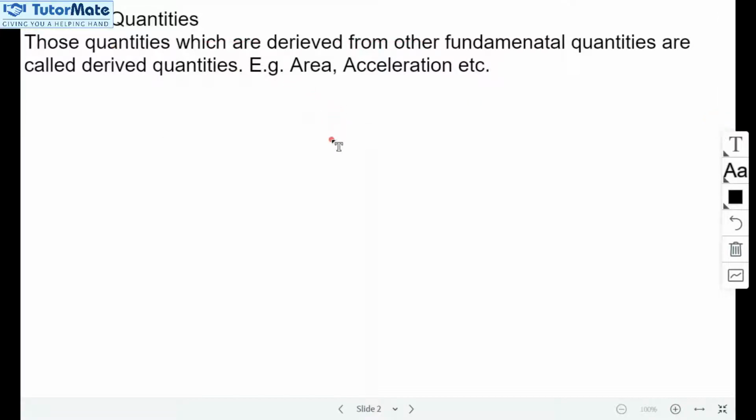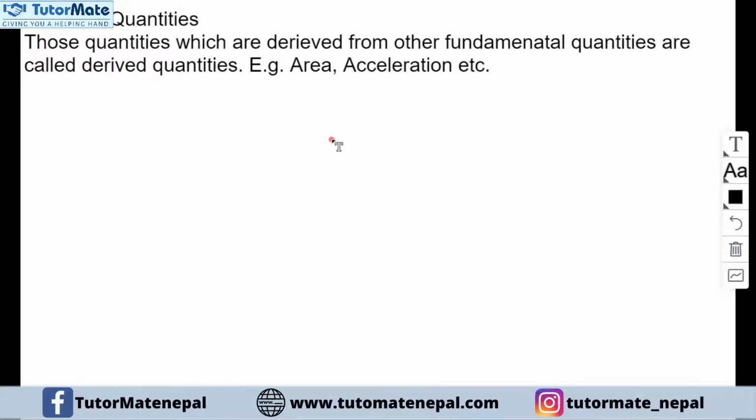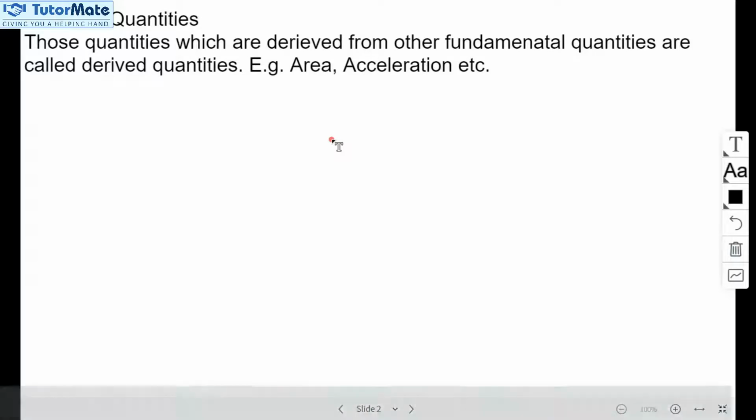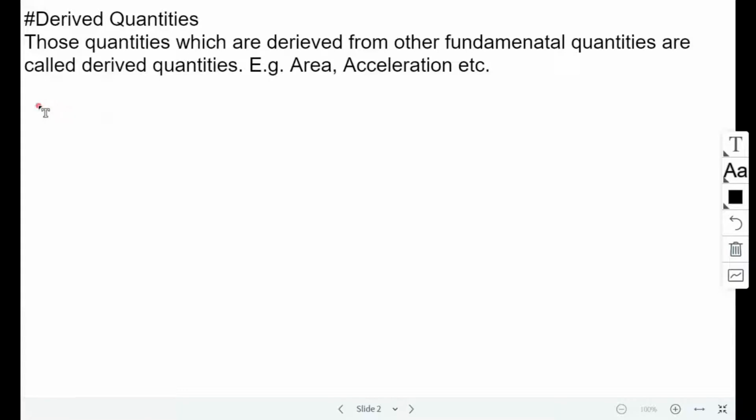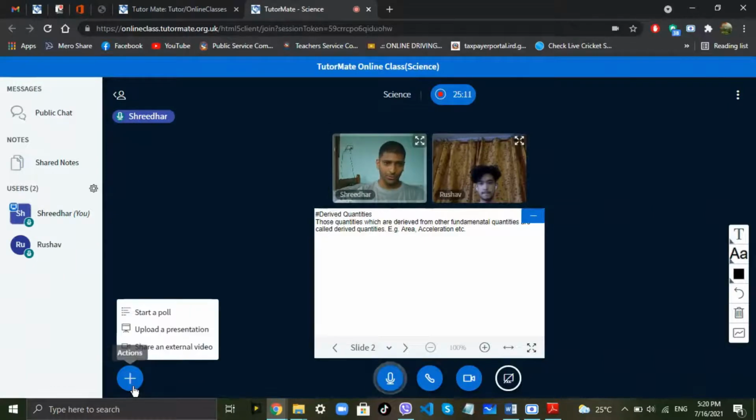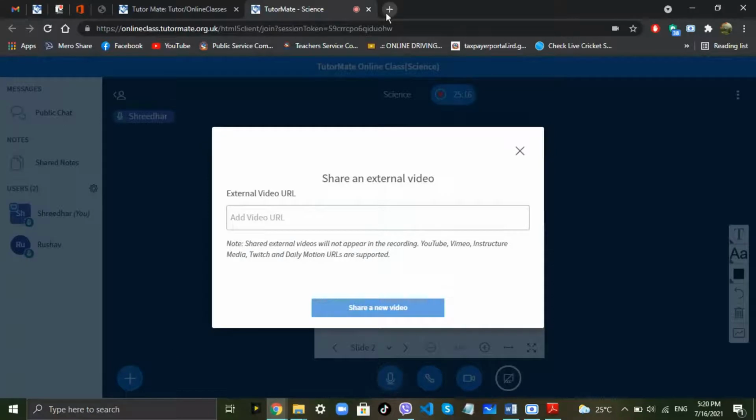So I think we now know about fundamental and derived quantities. Is there any problem up to now? No problem. Okay, then let's discuss the different types of systems. We can see a short YouTube video, so I will share an external video from here.